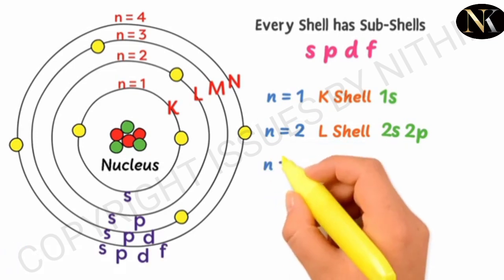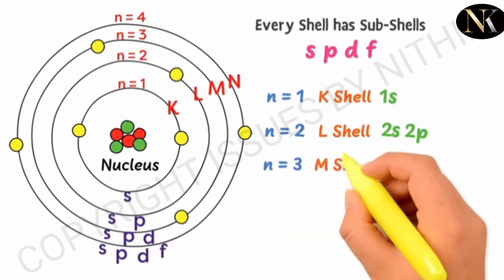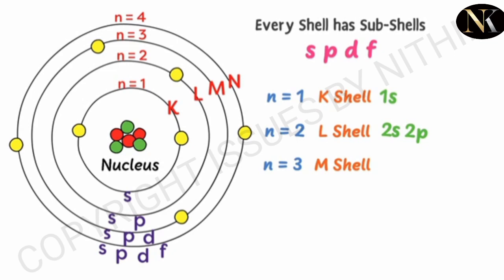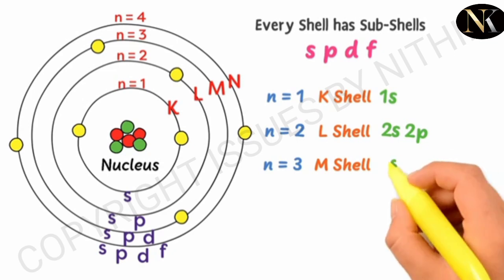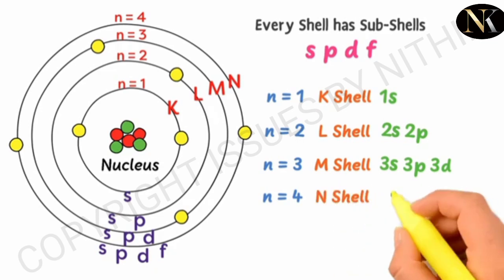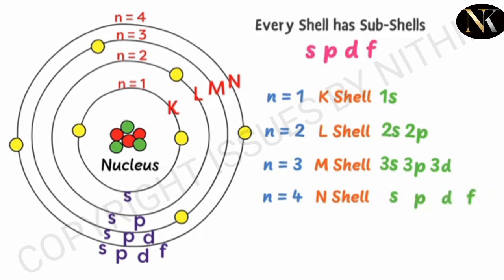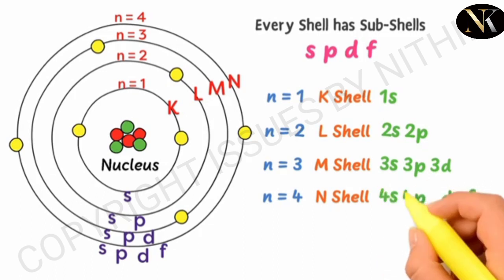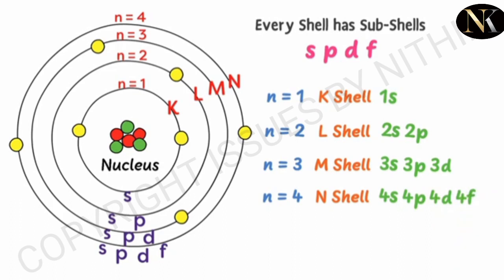Thirdly, I write n is equal to 3. It is the M shell and we know that there are three subshells, s, p and d. I write 3 with s, p and d because they belong to the third shell. Fourthly, I write n is equal to 4. It is the N shell and we know that it has four subshells, s, p, d and f. I write 4 with s, p, d and f because they all belong to the fourth shell.